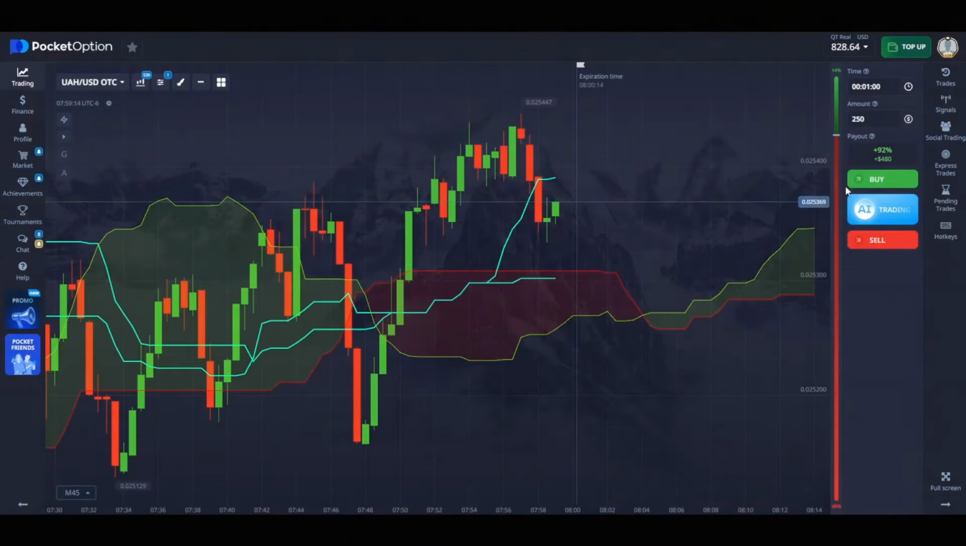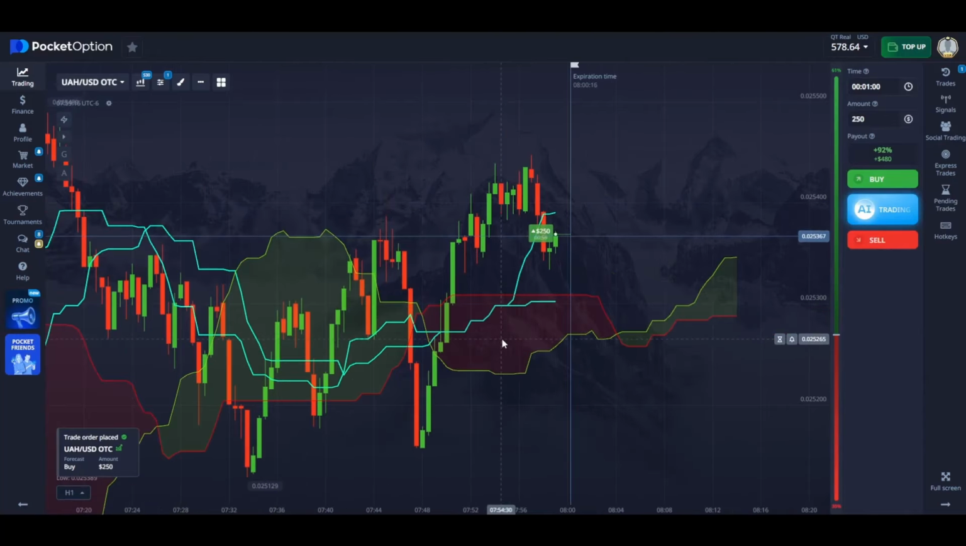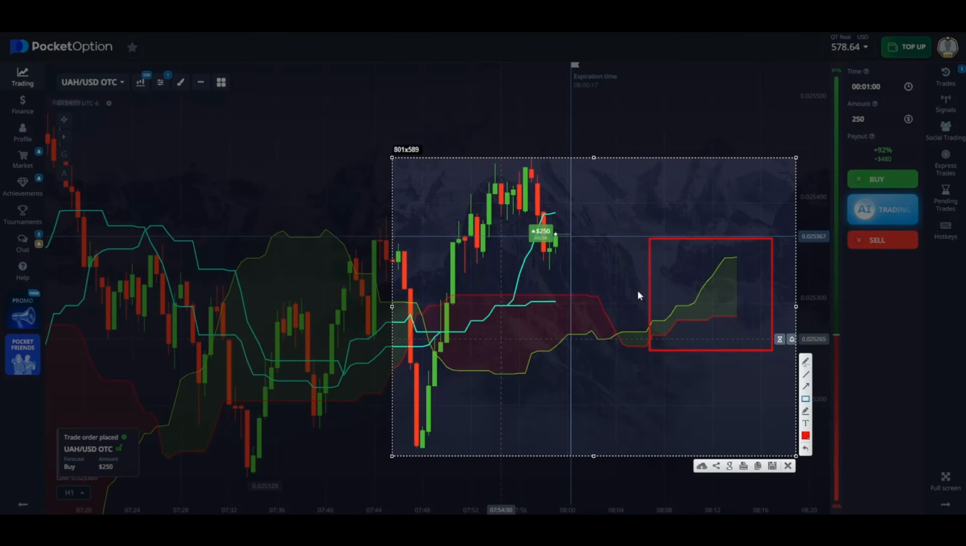Alright guys, this is the last trade for today. It's a buy. As you can see, the cloud is green, the price is between 2 lines. 1 signal, 2 signals. Trades are going up.